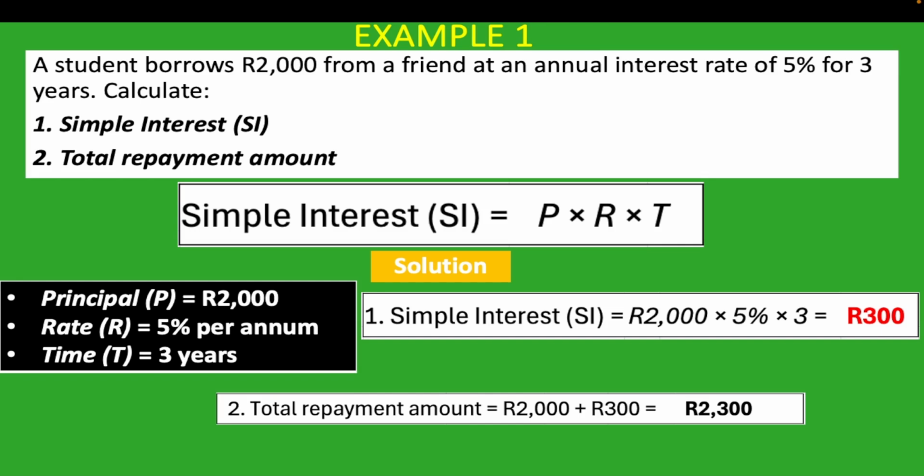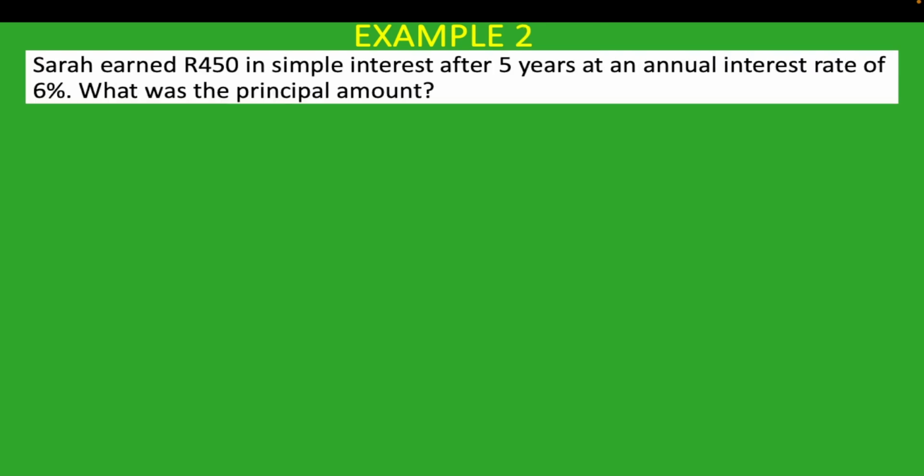Let's have a look at the second example here. We're told that Sarah earned 450 Rand in simple interest after 5 years at an annual interest rate of 6%. What was the principal amount? And so we are told that Sarah earned 450 Rand in simple interest. That means we're given the simple interest. And so we're not going to be using the formula for simple interest to calculate this one here. But we'll use that formula by rearranging it. We calculate for what is missing. But what is missing here?